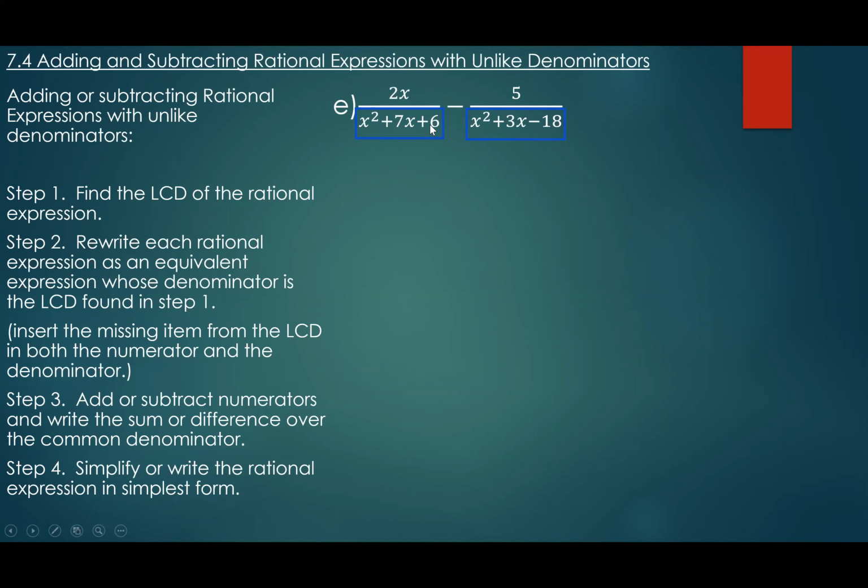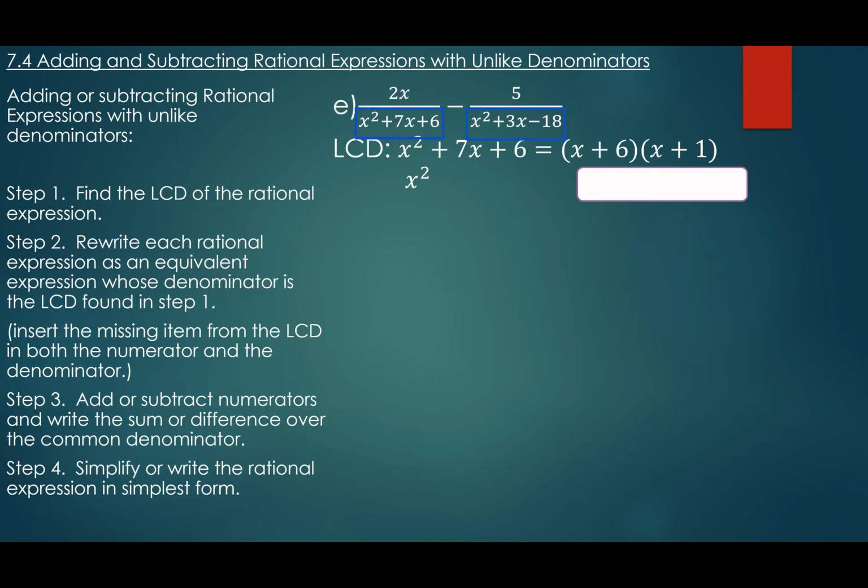Is there two numbers multiplied to give you 6, but add together to give you 7? 6 times 1 will give you 6, and 6 plus 1 will give you 7. So again, we factor this out, which is x plus 6, x plus 1. And in the second item, are there two numbers multiplied to give you negative 18, but subtract to give you 3? Well, we know that x plus 6, x minus 3, because 3 times 6 is 18, and 6 minus 3 will give me 3.